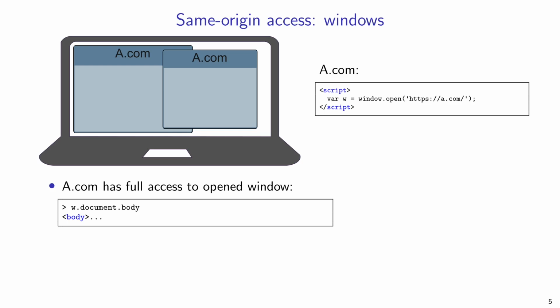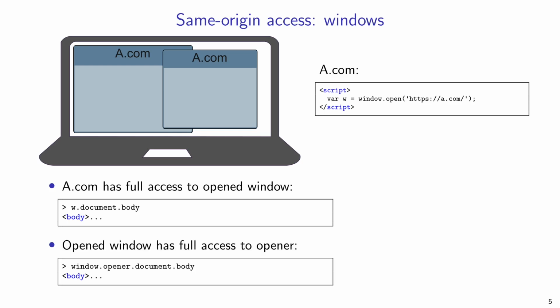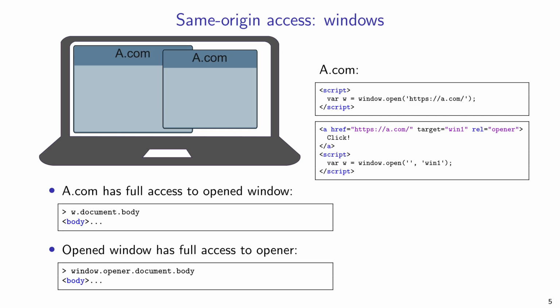The result is that a.com now has full access to the opened window via the obtained window handle. And also the opened window has full access to the opener window using the window.opener object. And just to note, a window handle can also be obtained for windows that are opened by clicking on an HTML link. But for that to work, the rel opener attribute has to be specified here, and we have to assign a name to the open window, which we can then specify here to obtain the window handle.